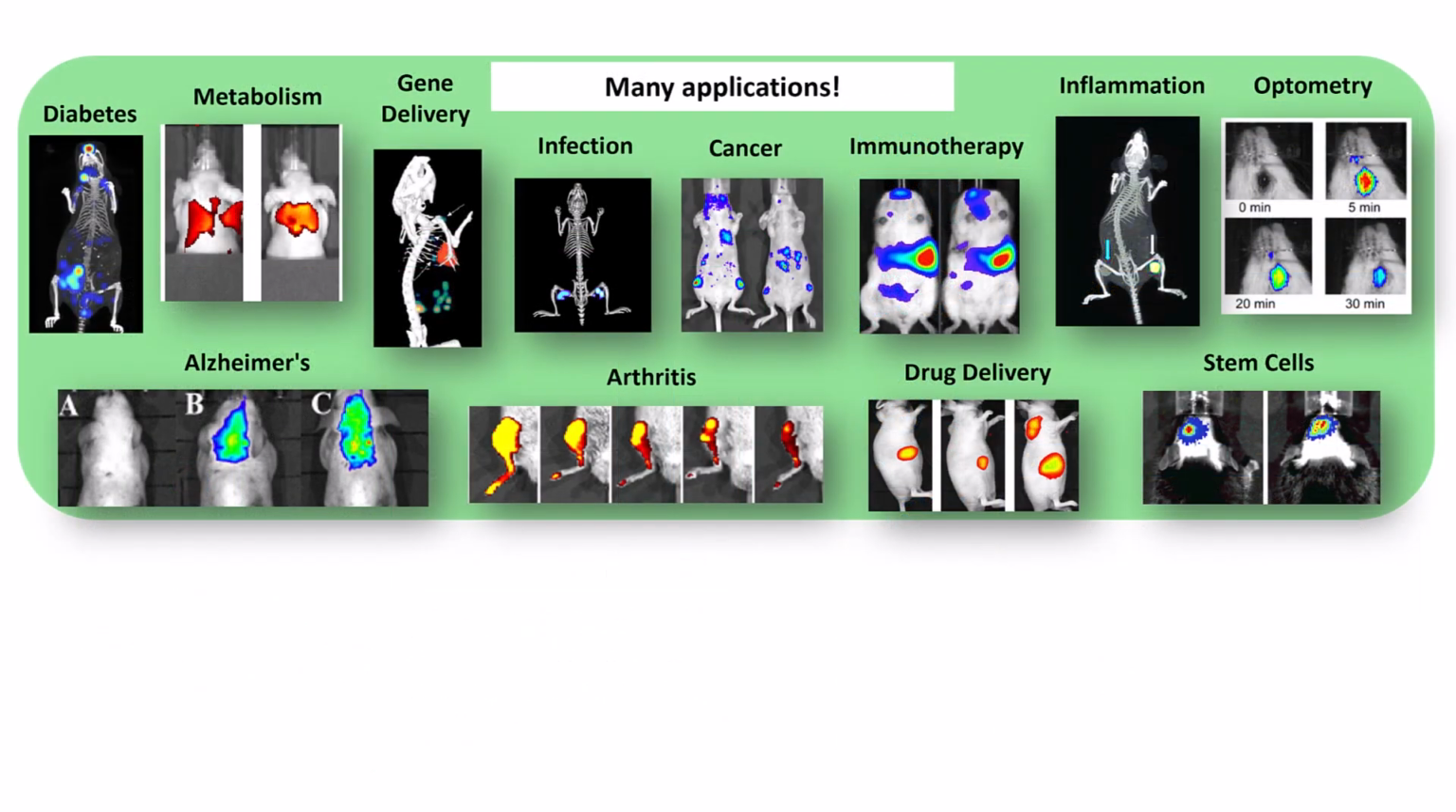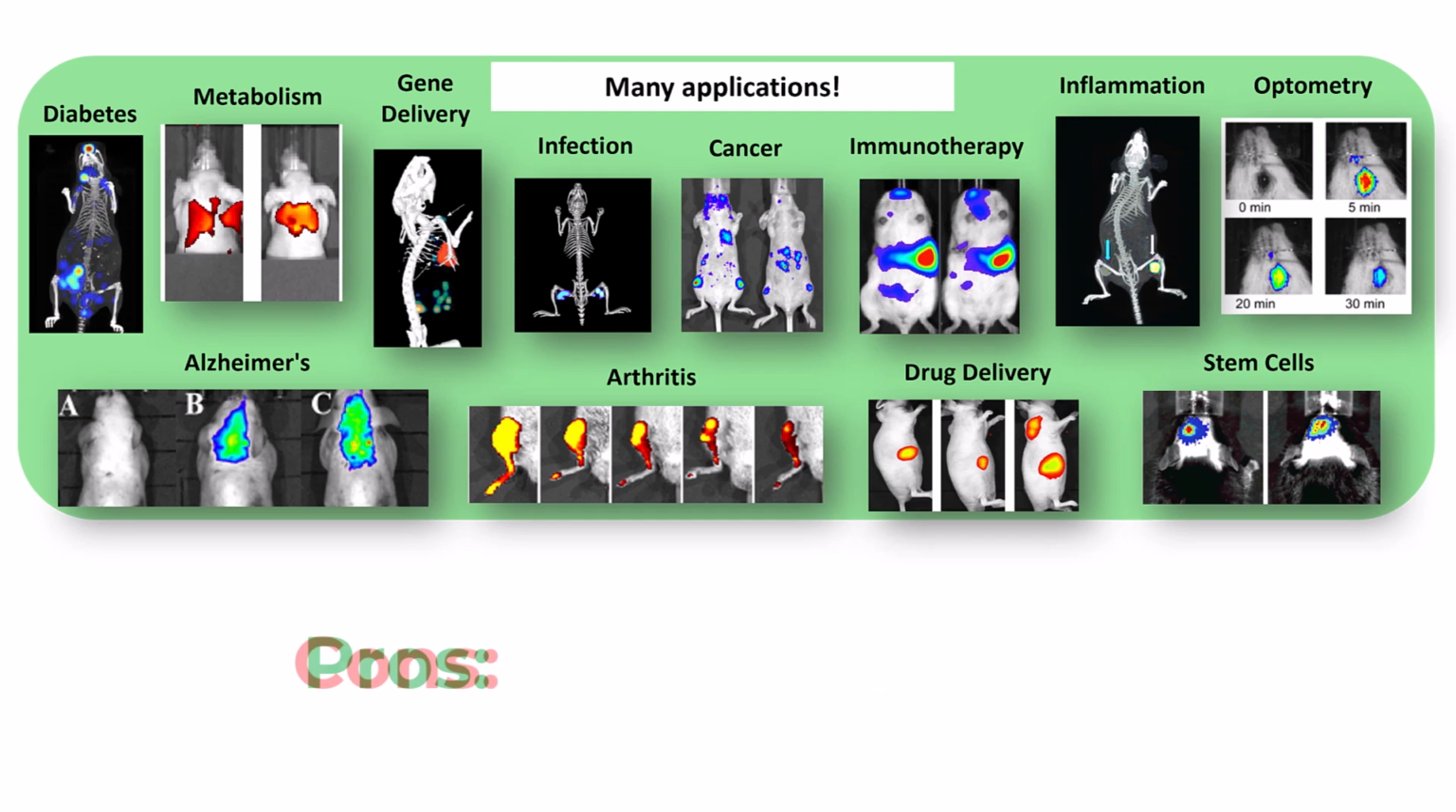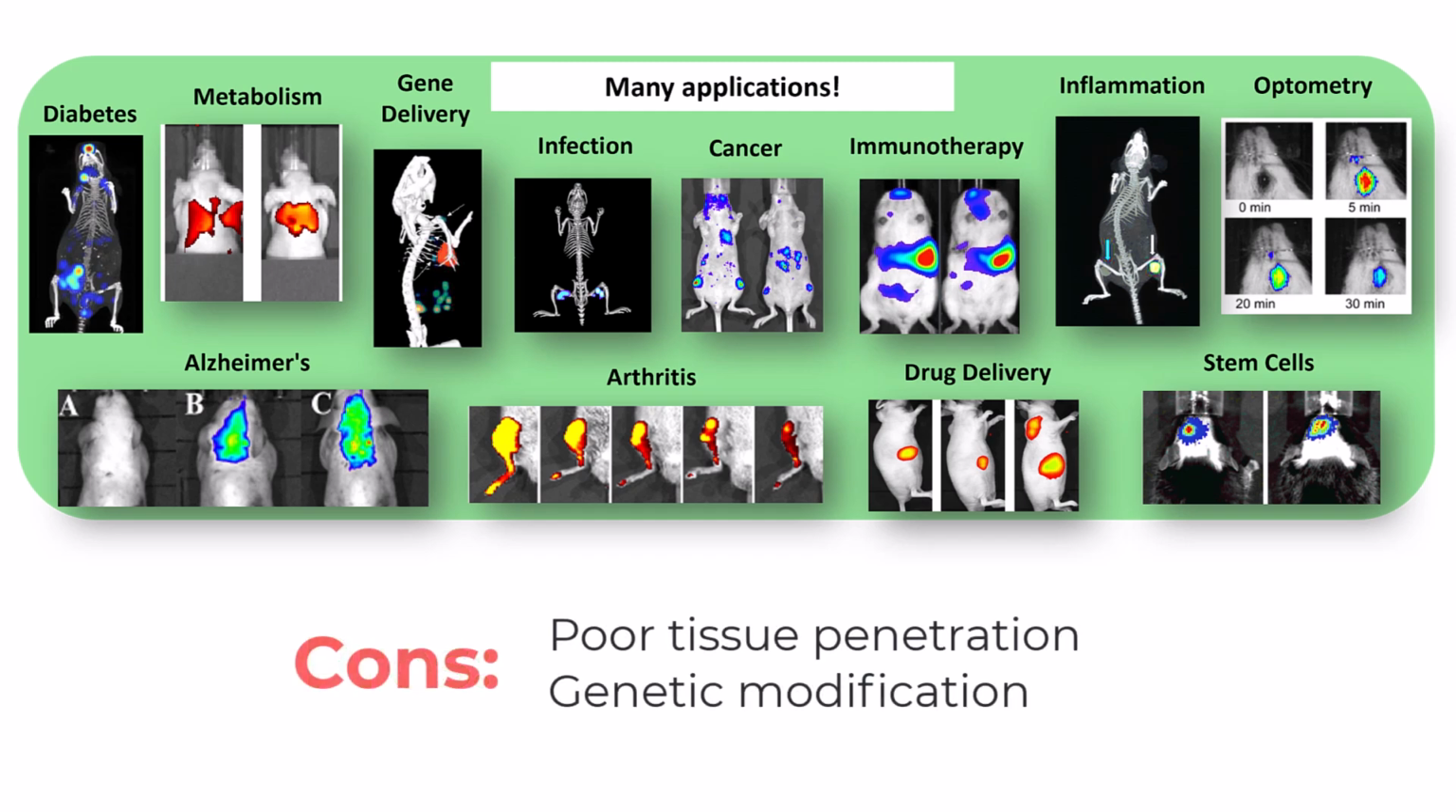In life sciences research, bioluminescence imaging has been used in almost every major therapeutic area to track disease burden over time in living subjects and to monitor biodistribution of viral, genetic, and cellular therapies. Benefits to bioluminescence imaging include the ability to monitor disease progression longitudinally and perform non-invasive quantification at multiple time points. Major limitations include poor penetration of visible light through tissue and the need to genetically modify cells. Therefore, this technique is not used in humans and can only be applied to small animals like mice or for superficial applications.